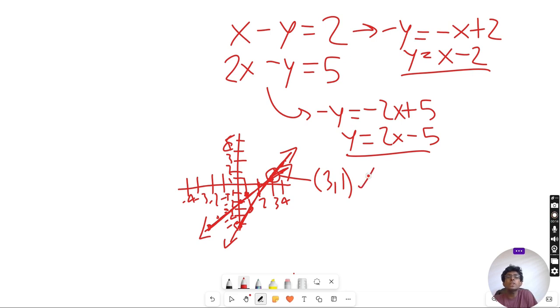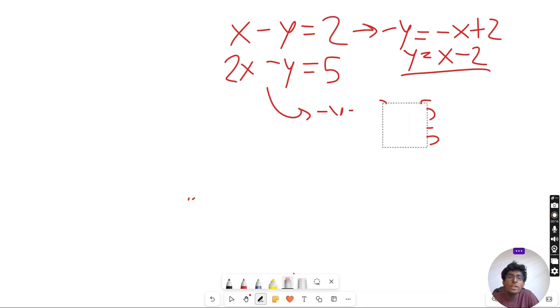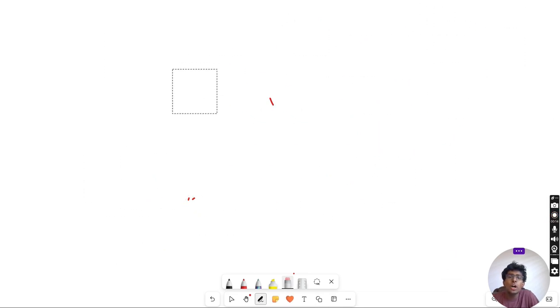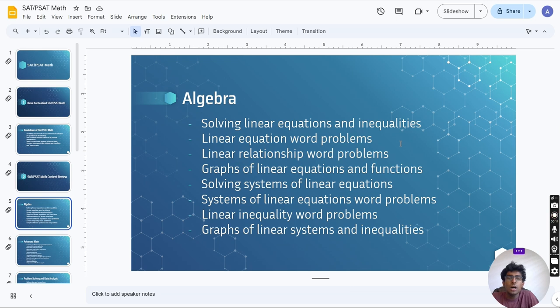So again, try not to do graphing as much unless you need to because you're given graphs in your answer choices, or if you can easily get it to y equals mx plus b form. All right, now let's move on to the next topic, systems of linear equations word problems.